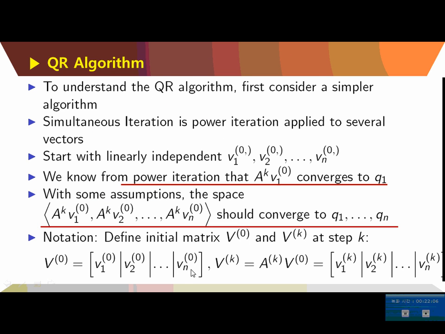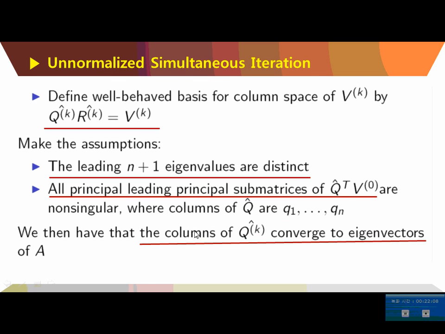And this is another way of writing the QR factorization. Next, unnormalized simultaneous iteration. Define a well-behaved basis for the column space of Vk by this Vk.